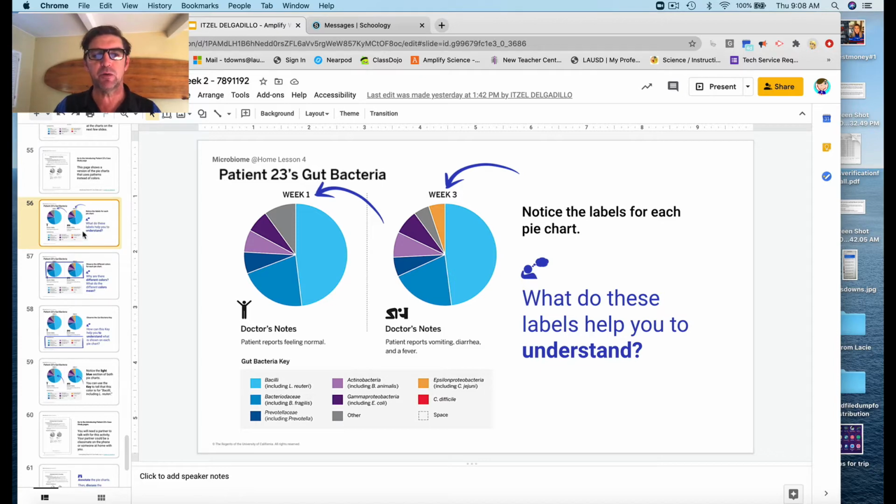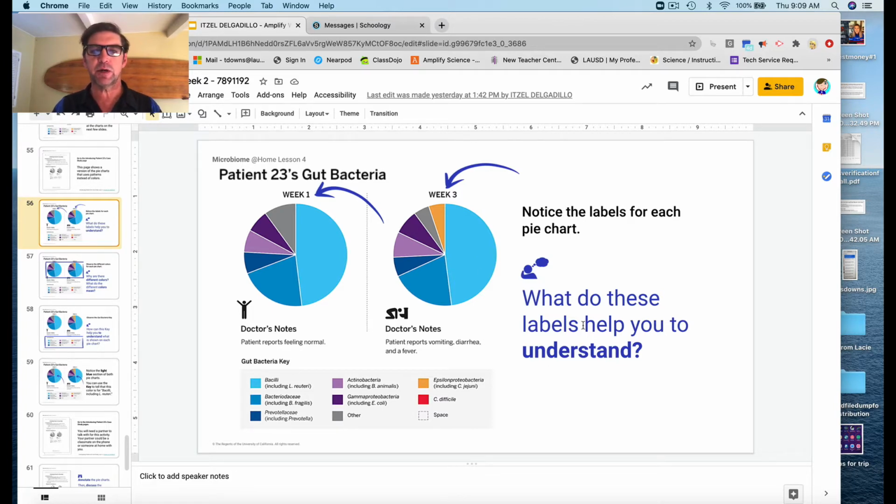But if you do, I want you in your breakout room to discuss, look at this pie chart, take a look at each color. So light blue, identify it. What is that? That's bacilli, some kind of bacteria. What's the darker blue? Bacteroidaceae. Doesn't matter if you don't know how to say it. Just look at the colors and kind of see what they are. Go around the chart. Do the same with this one and just analyze what you do see differently.